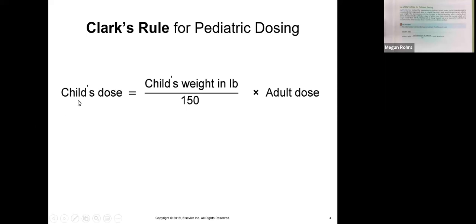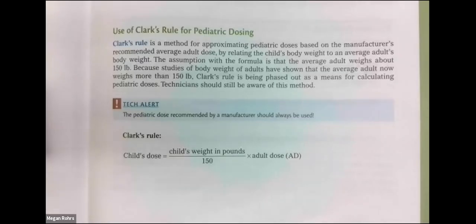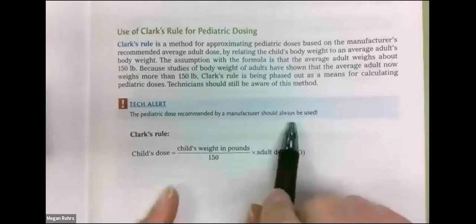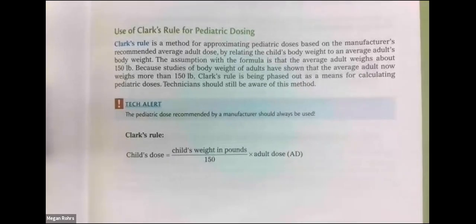So anytime we're looking for the child's dose and we know their weight in pounds and the average adult dose, we can solve for that by taking their weight in pounds divided by 150 and then taking that number times the adult dose. So if you see here in your book, I just wanted to alert you to that tech alert: always follow the manufacturer's recommendations if they are available.